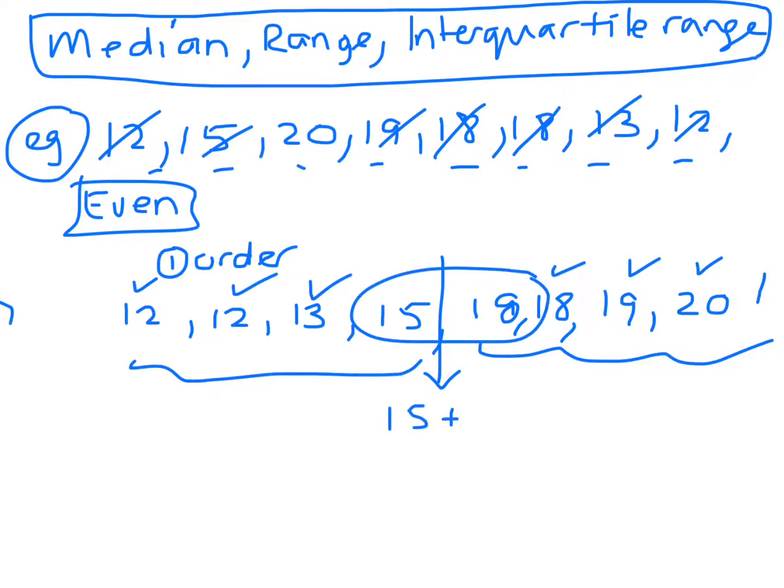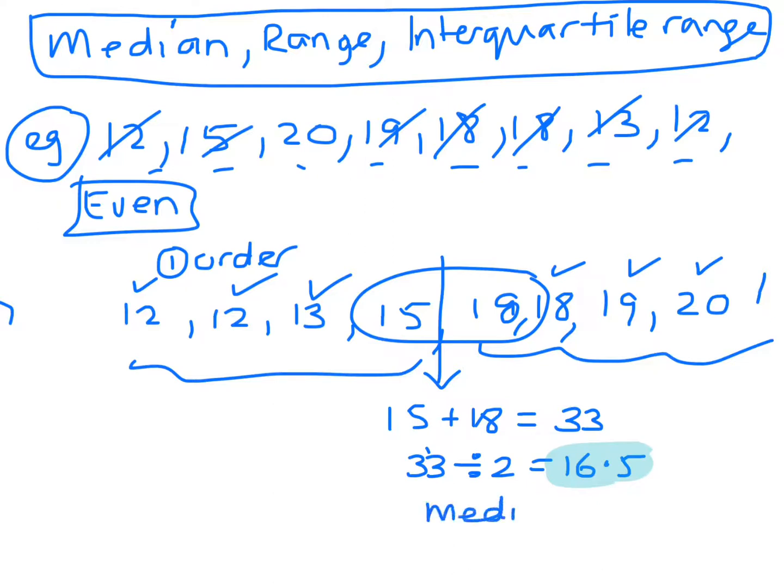So to get the median, you have to add those two numbers together. When you add those together, you get 33. Make sure you press equals after you add them together. Once you've done that, divide that answer by 2. So dividing that answer by 2, that would be 16.5. That would be your median. So the median equals 16.5.